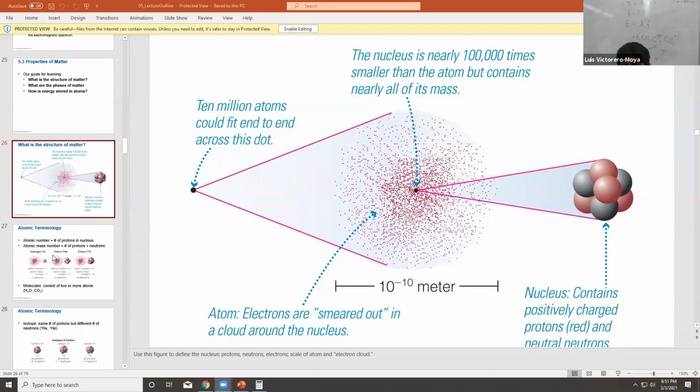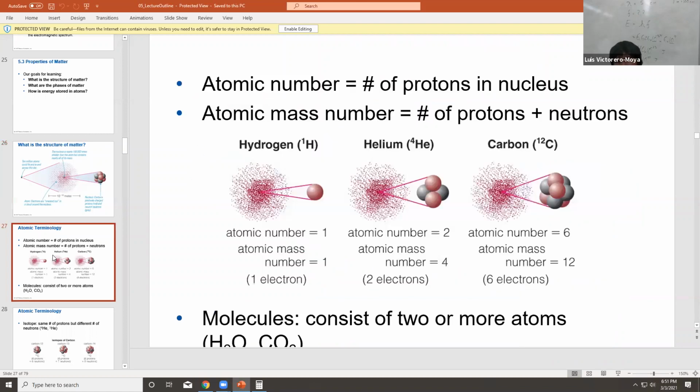Okay, a few properties: atomic number, atomic mass. Atomic number is the number of protons in the nucleus. Atomic mass is the number of protons plus the number of neutrons. In an element in a periodic table, the number of protons is the same as the number of electrons, unless you have an excess, like for example, if you have an ionization.